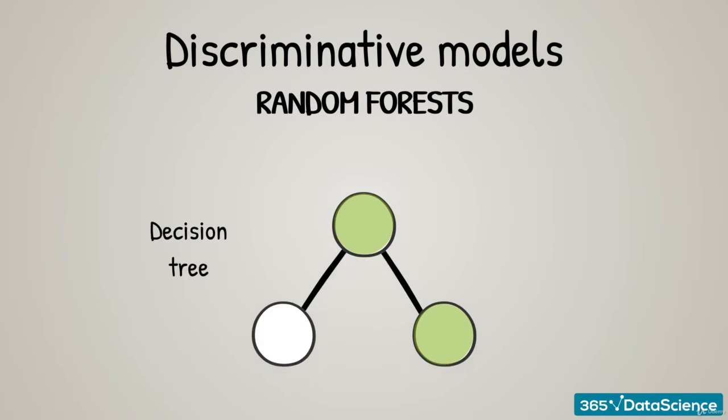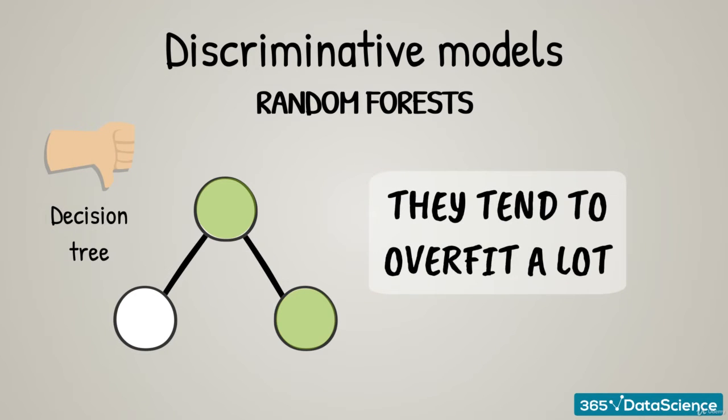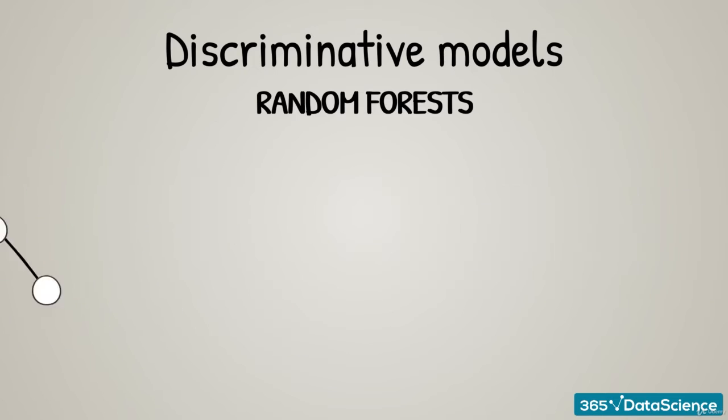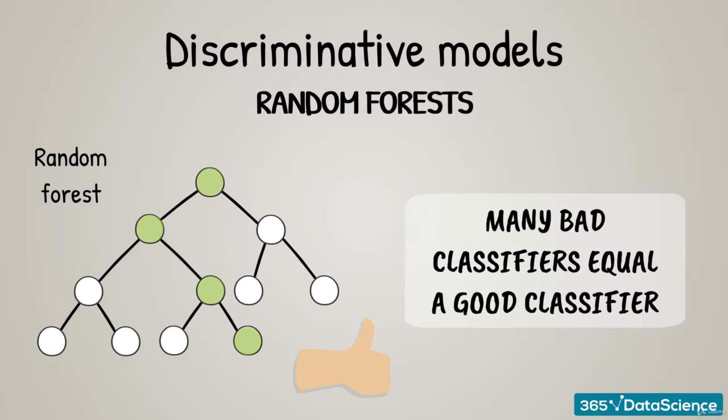They are based on decision trees, and this is why they are called forests. The main idea is that decision trees are not so good at classifying, as they tend to overfit a lot. A random forest takes many decision trees and makes the point that many bad classifiers equal a good classifier. That said, random forests are mainly used for classification.